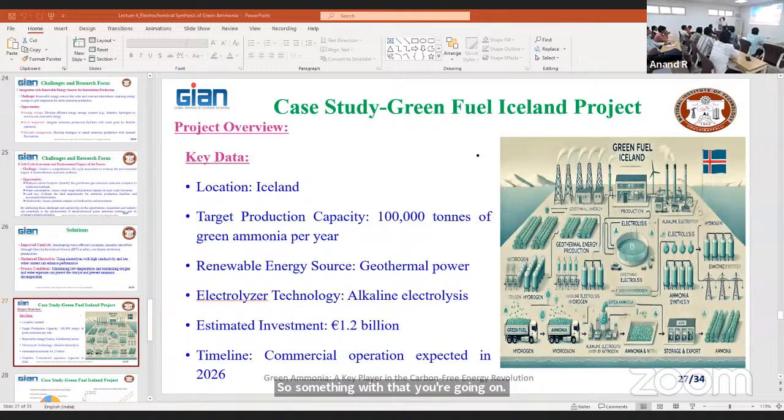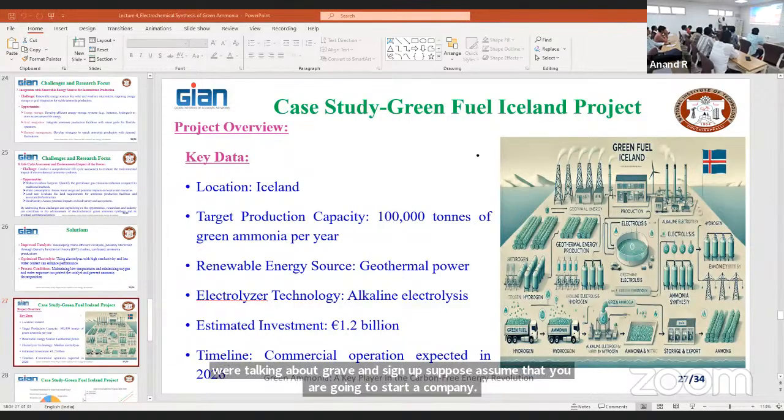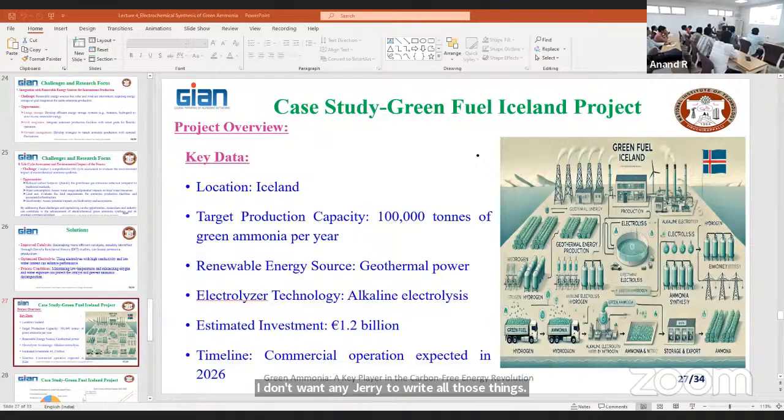Suppose assume that you are going to start a company. You have some ideas now, right? I don't want any theory to write all those things. I want what you want to be. Suppose you want to eliminate Haber-Bosch, or I want to keep the Haber-Bosch. I'm not saying that you need to move to this area. What is there in your mind? Sir, I'm going to keep the Haber-Bosch and bring my technology, my ideas into that. I don't want CO2 coming out, or it can be captured by some methodology.